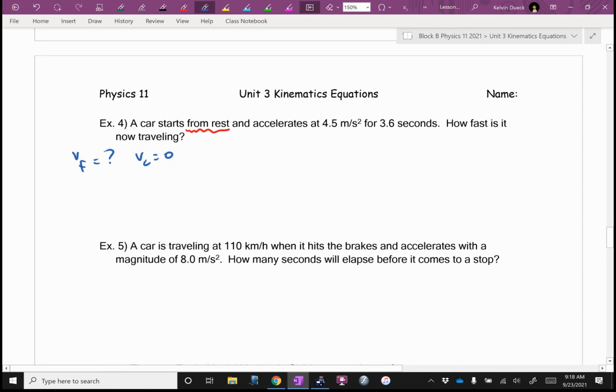What's that 4.5? How do you know? Even if they had crossed out that word, how would I know that that's an acceleration? Meters per second squared. This is why it really is worth memorizing what units go with what, because you almost reach a point where you glance at questions and, oh, I know what all that stuff is. What's that 3.6? How do I know? Seconds. Yep.